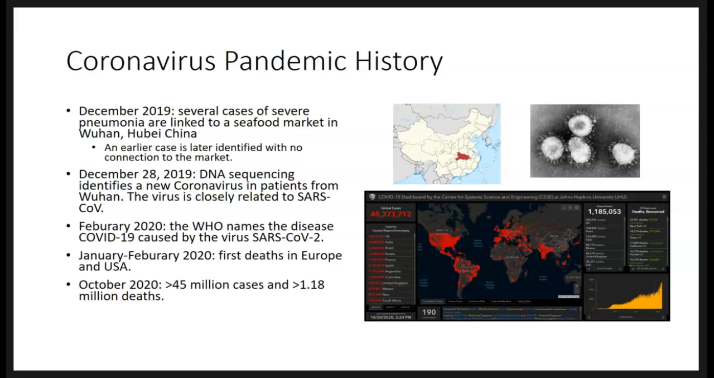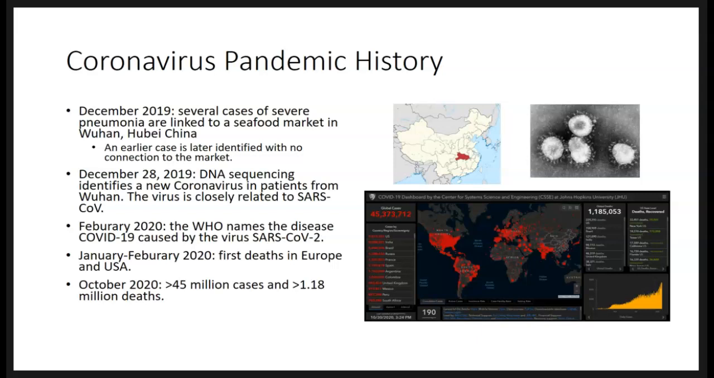By February 2020, the WHO had named the disease caused by SARS-CoV-2 COVID-19. In January and February 2020, we had the first deaths in Europe and the United States, and for a number of reasons. Perhaps because of some of the aspects of SARS-CoV-2 biology, especially the fact that this virus seems to be present asymptomatically in individuals either before they become ill or in individuals who never become ill, who can nevertheless spread the disease to others without them being aware that they're sick.